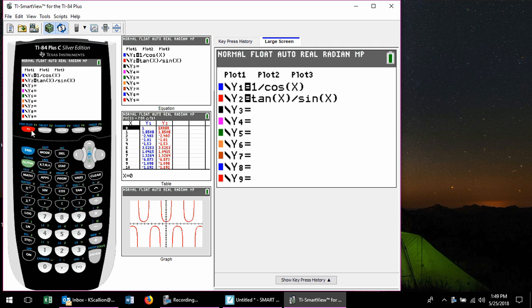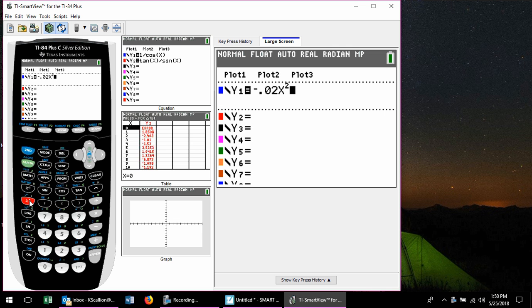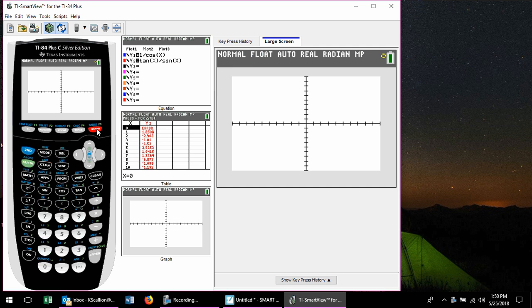All right, so I clear all this stuff out. Okay, so I am putting in there negative 0.02 x squared plus 1.2 x plus, and we graph that.